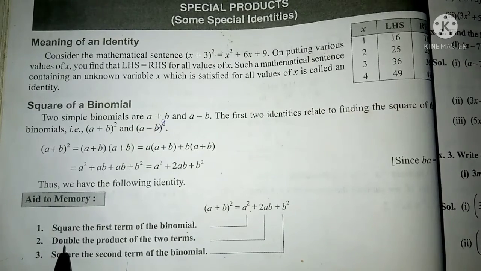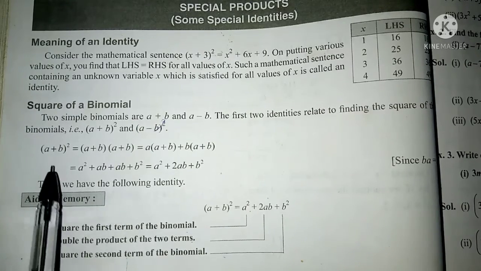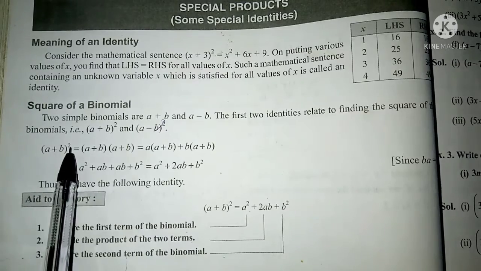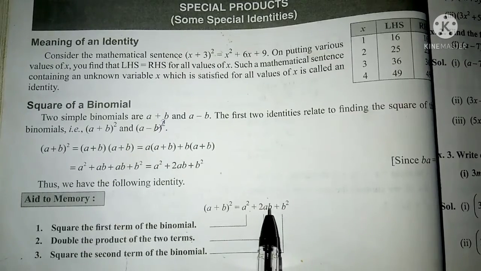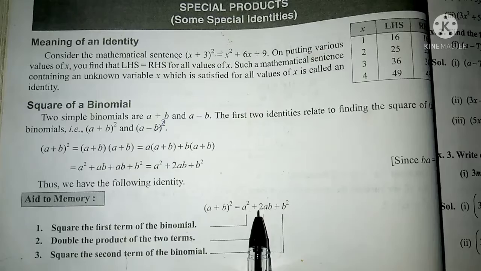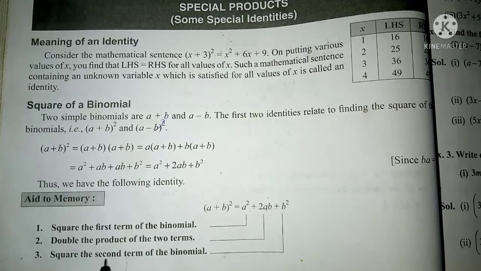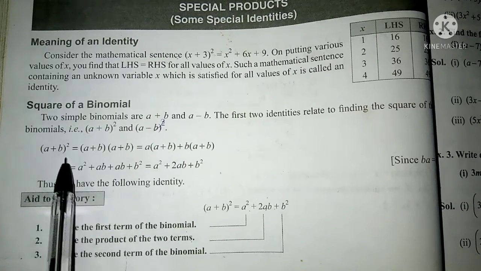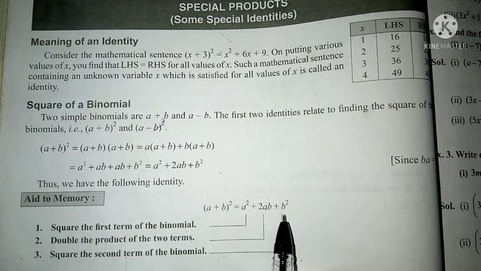Then second is double the product of the two terms. So what are the two terms here? A and b are the two terms. First of all, you take the product a into b, and double it, that means you just multiply it by 2. And third, you square the second term of the binomial. What is the second term here? That is b. So this is how we can remember.